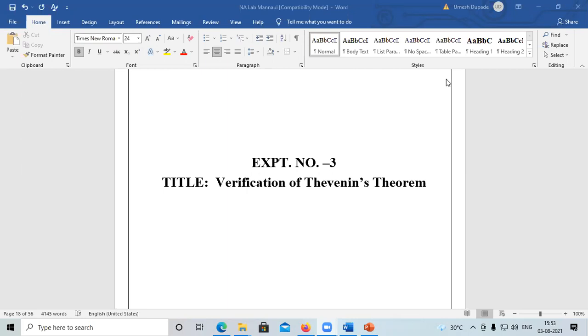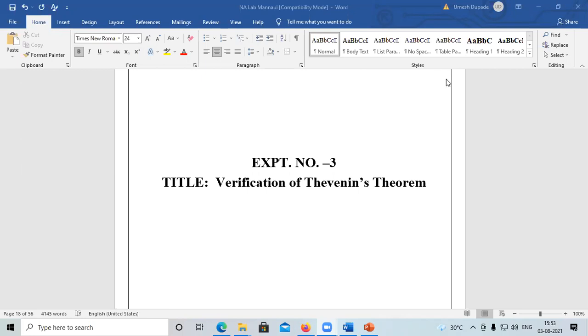So today we will discuss the next experiment, that is verification of Thevenin's theorem, and another experiment, that is verification of Norton's theorem. These two experiments are similar to each other. So we will see both experiments today.